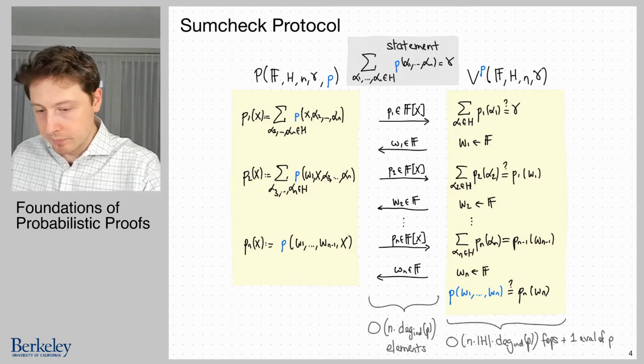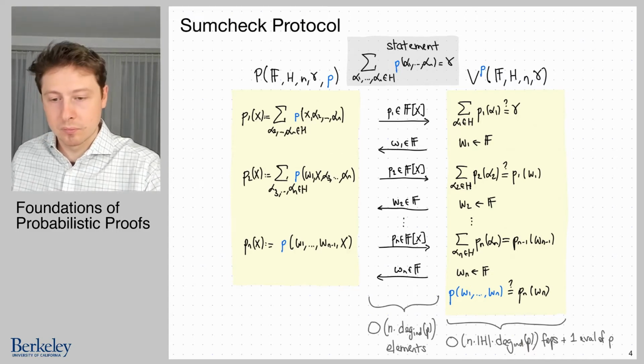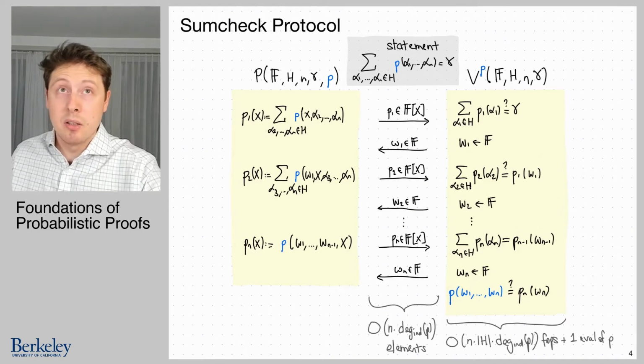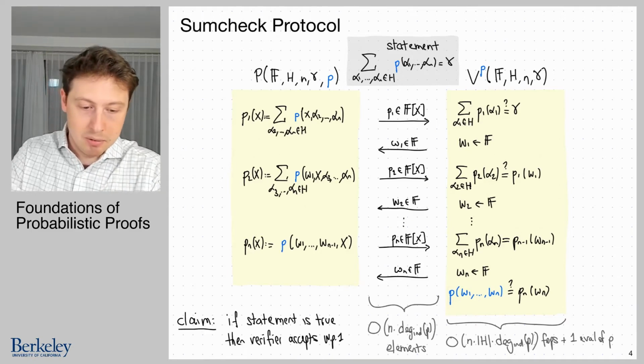For Boolean circuits, the individual degree of p would be 1? No, it would be some polynomial. So we can go back to the prior slide.